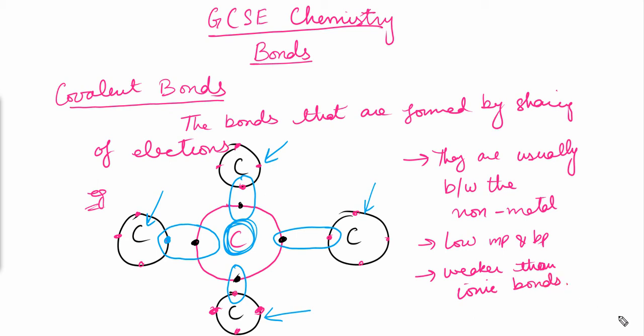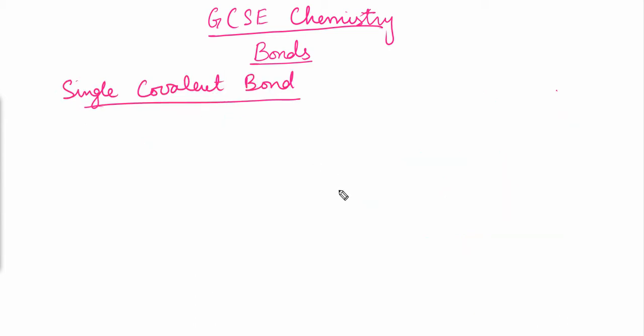Now let's discuss the types of covalent bonds. There are 3 types of covalent bonds: the single covalent bond, the double covalent bond, and the triple covalent bond. So let's discuss their types. Alright, so let's discuss the single covalent bond. The single covalent bond is the bond that is formed by the sharing of only 1 electron.